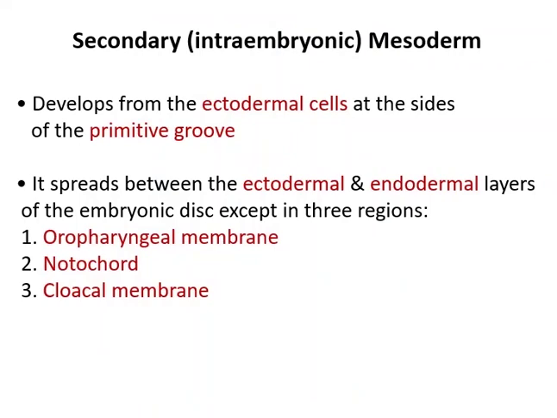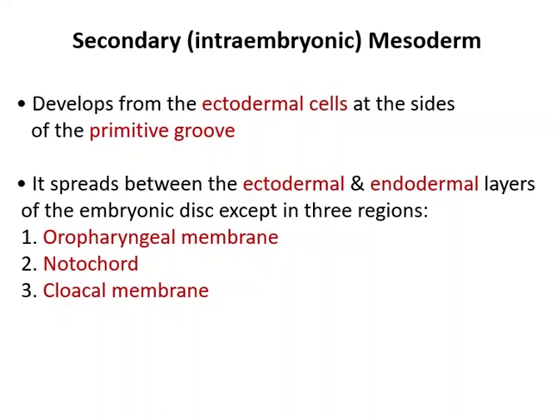The secondary, or intermediate, or intraembryonic mesoderm: we have extraembryonic mesoderm in the chorion, if you remember the last lectures. Here we have the secondary or intraembryonic mesoderm that forms from the epiblastic cells that migrate through the primitive streak and lie between the endoderm and epiblastic cells, from ectodermal cells that side the primitive groove.